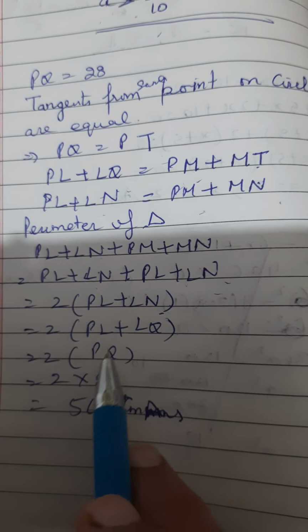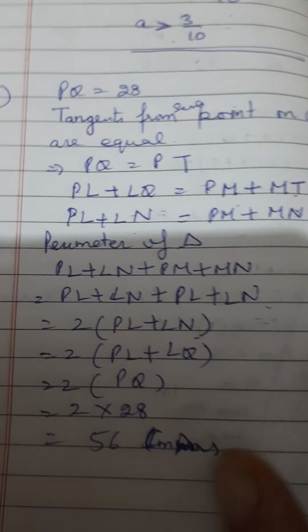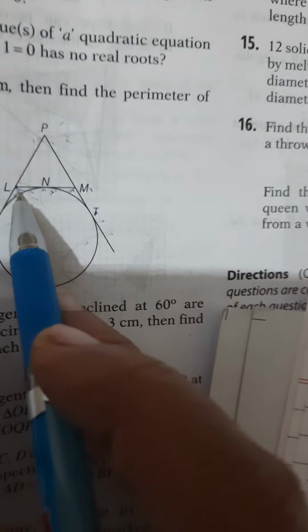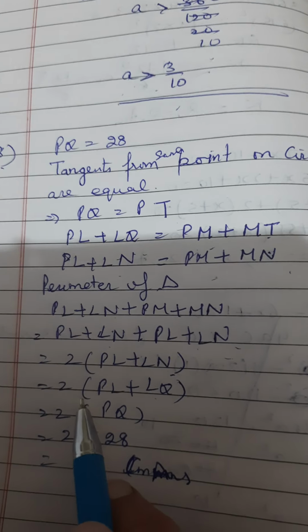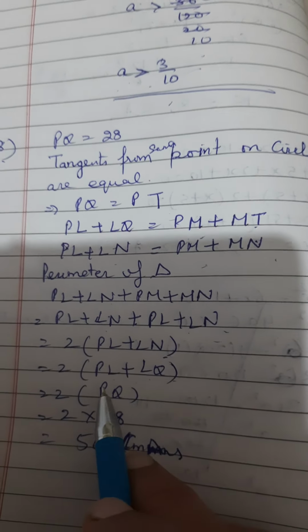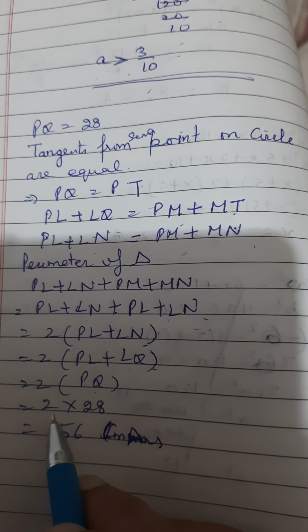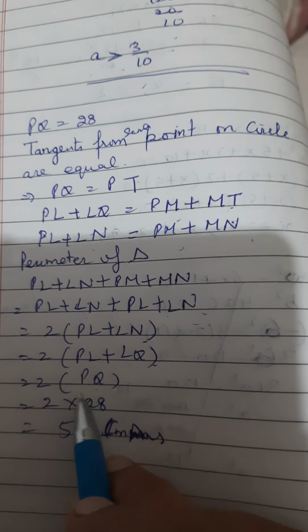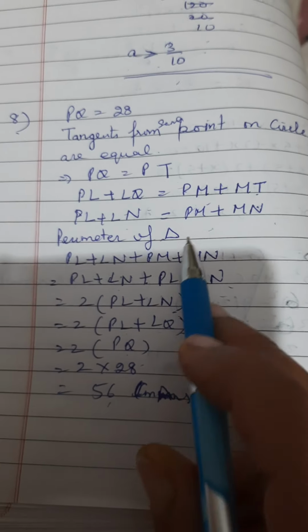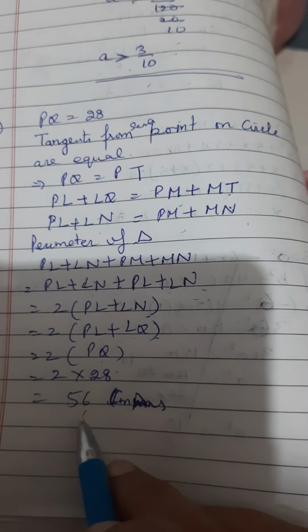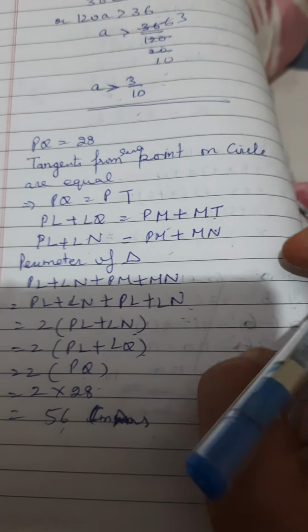LN can be written as LQ. Then it becomes 2 into PL plus LQ. PL plus LQ is PQ. Then it becomes 2 into 28, because PQ is given to be 28. It is equal to 56. Means the perimeter of the triangle is equal to 56 centimeter. This is the solution. Then we come to question number 9.